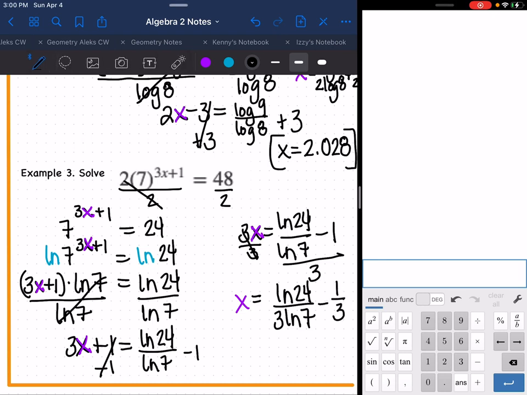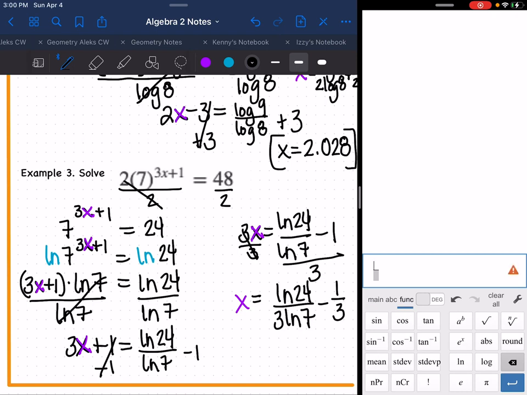Now that this is ready, it can go into my calculator. Please, please, please don't put it in the calculator earlier. You don't want to head over to the calculator yet because it's going to mess up your answer when we're rounding. Okay, so let's go ahead and put that in.